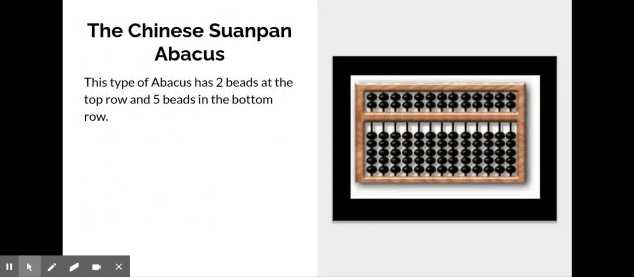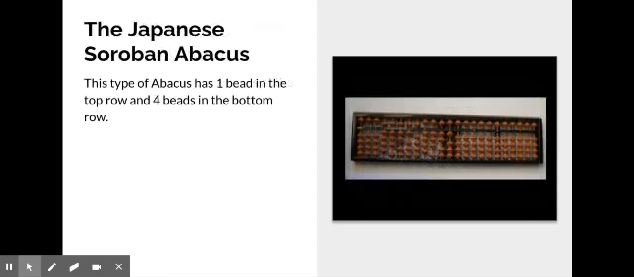The Chinese suan pan abacus. It is an abacus which has two beads at the top row and five beads in the bottom row. The Japanese soroban abacus. This type of abacus has one bead in the top and four beads in the bottom.